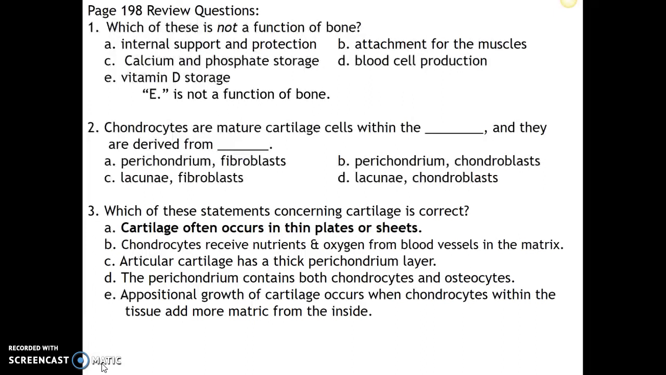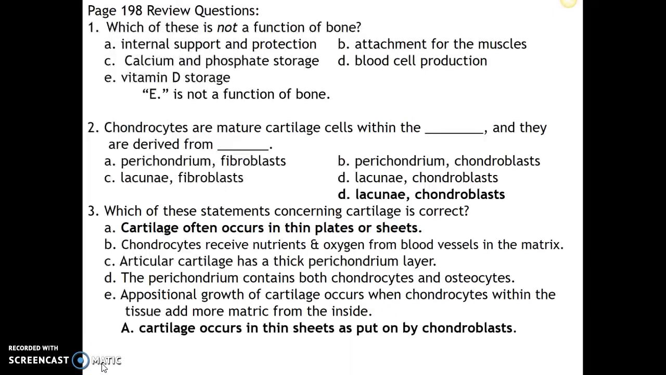All right, 2. Chondrocytes are mature cartilage cells, chondro-cartilage-site cells. They live in the lacuna, and they're derived from chondroblasts, which put on the cartilage. Which of the following is not? Okay, that's correct. Obviously, A is correct because I've already bolded it. Cartilage does occur in thin sheets or plates, kind of like bone also. The chondroblasts put cartilage on like the osteoblasts put bone on.